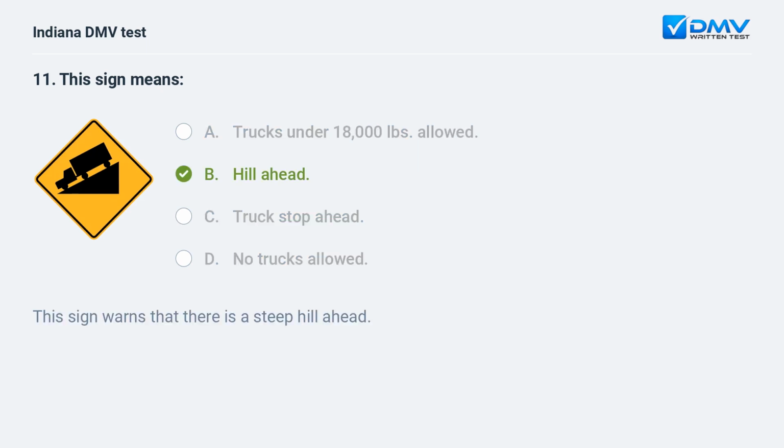b. Hill ahead. This sign warns that there is a steep hill ahead.